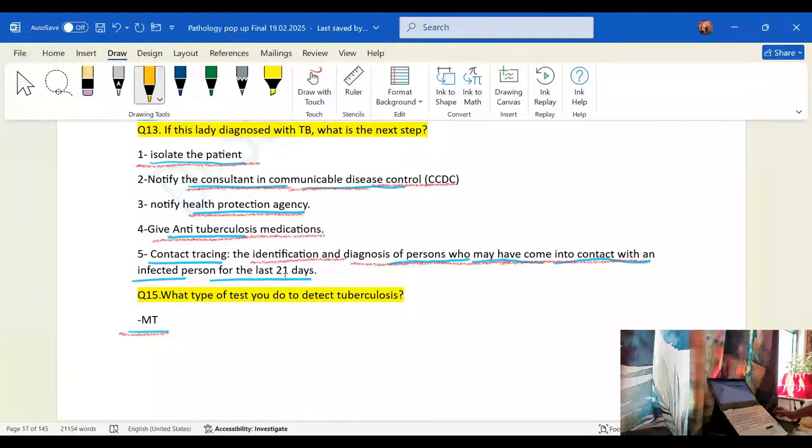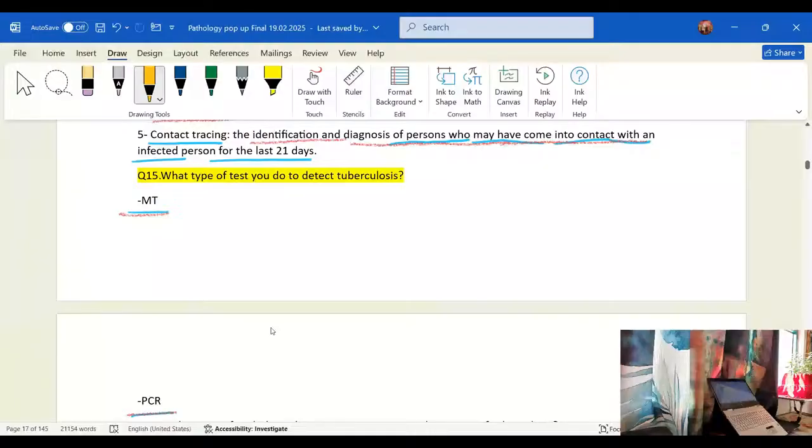What type of test do you do to detect tuberculosis? Mantoux test, and PCR, QuantiFERON gamma, and recombinase polymerase amplification. Those things you can also say.